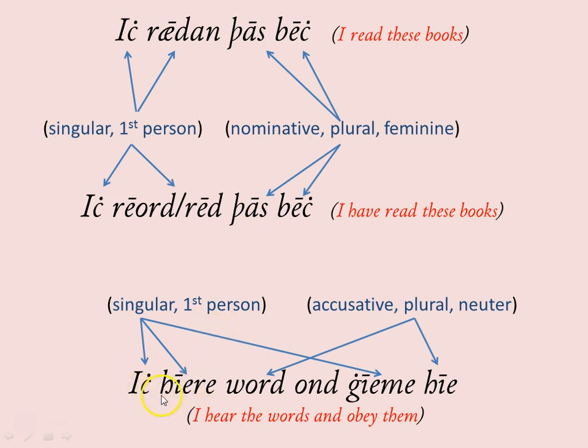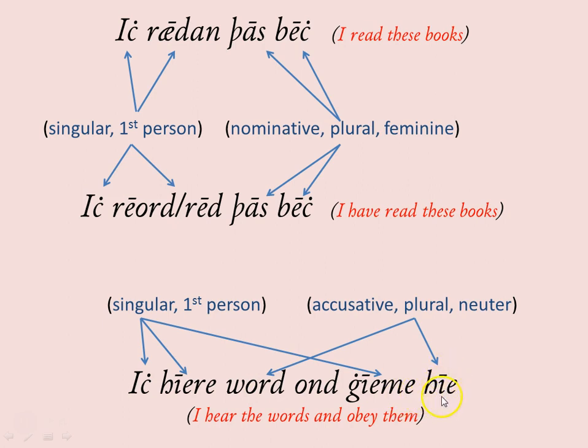Let's have a look at another one now. Ich hore word and ihr mir hear. I hear the words and obey them. I hear words, this is in the plural actually. How do I know word is plural and not singular? Because the singular, the word is also the same. Well, this here grammatically agrees with this here, and this is plural. Plural here is plural, and neuter. This is neuter. This is also in the accusative.